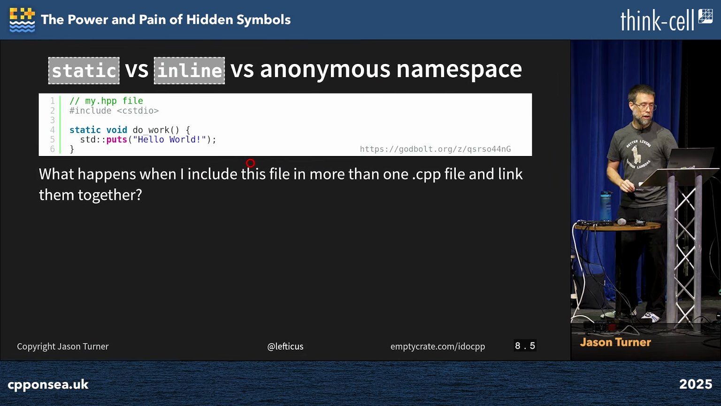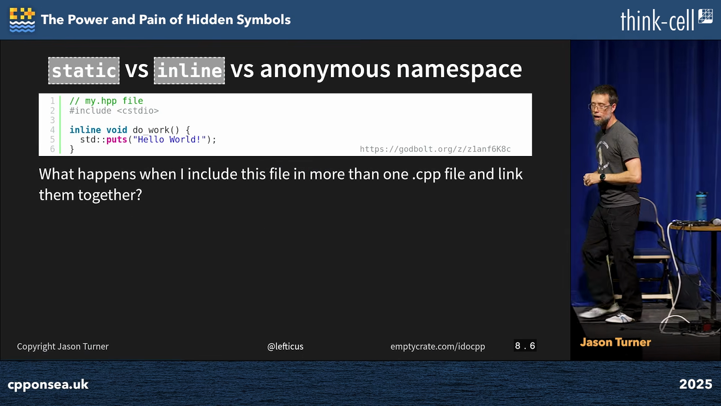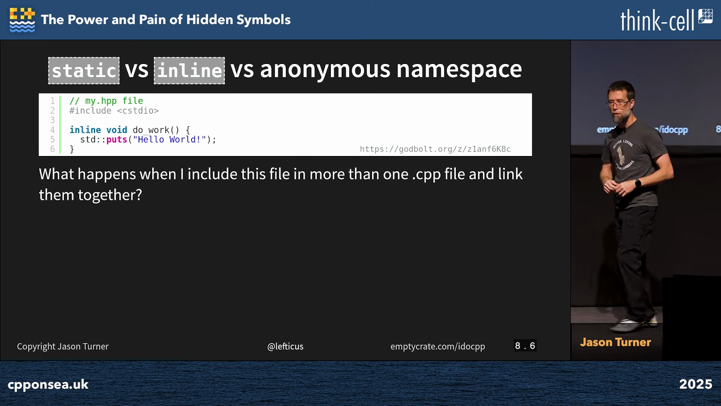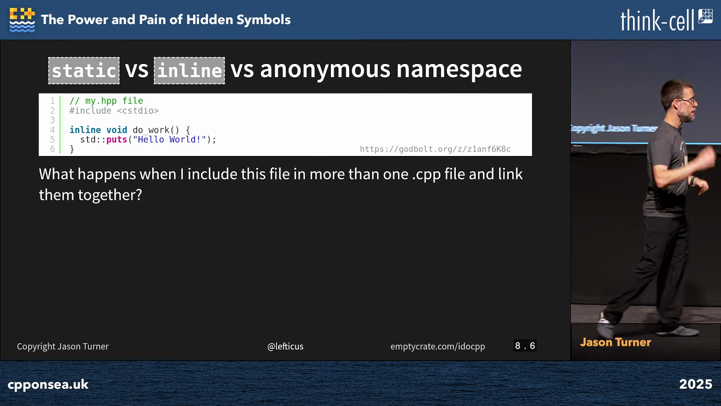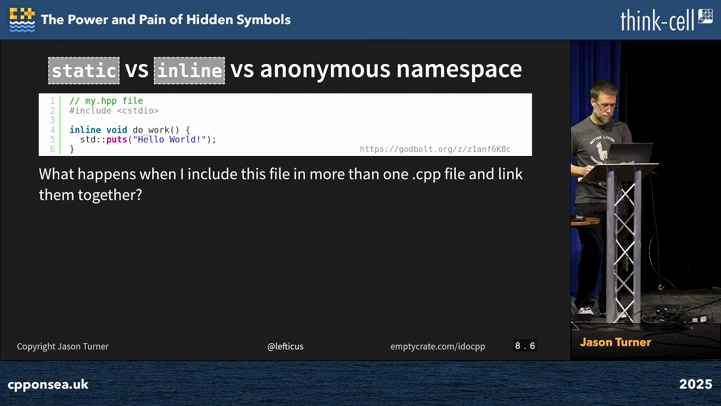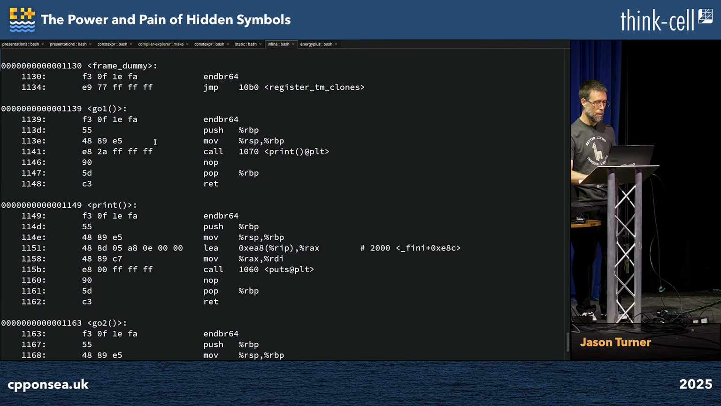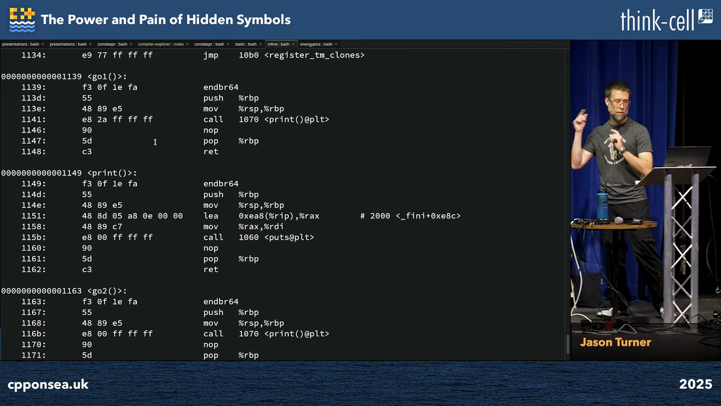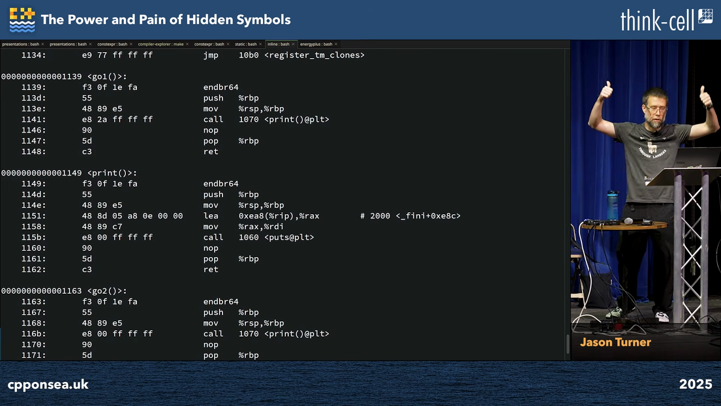All right. Now I am going to mark it inline, and I'm going to link these object files together. What am I going to get? One copy. And again, I can prove this to myself. I can see I've got one copy of this print function in my little demo here. Both go1 and go2 are calling the same print function. Yay, okay.